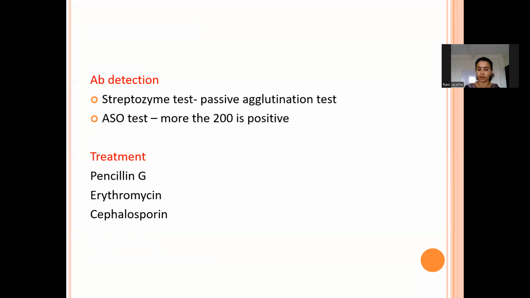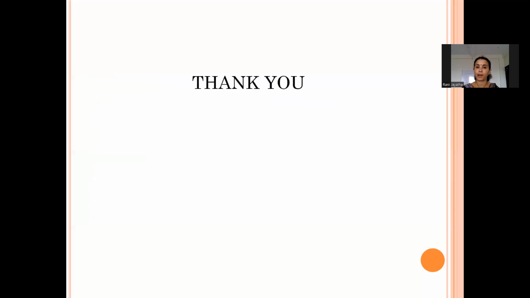This is what I wanted to discuss in today's class. I wanted to discuss the infections, and the laboratory diagnosis and treatment of Streptococcus pyogenes.